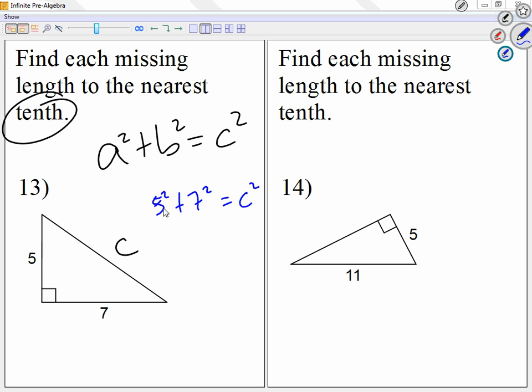I know 5 squared, so 5 times 5, that's 25. 7 times 7 is 49. And this is equal to c squared. 25 plus 49, that's 74. So that means that c is the square root of 74. So I'm going to get a calculator, and I'm going to say, well, the square root of 74, hold on, I'm just waiting, this thing froze for a minute.